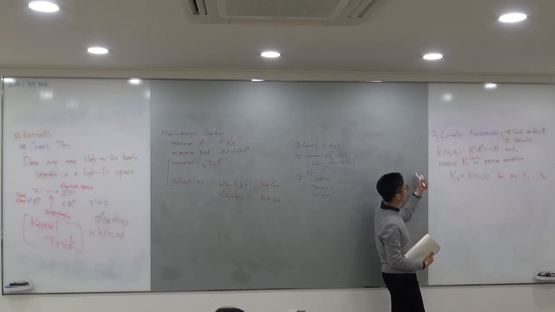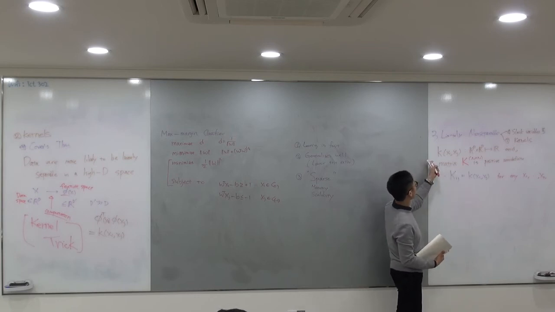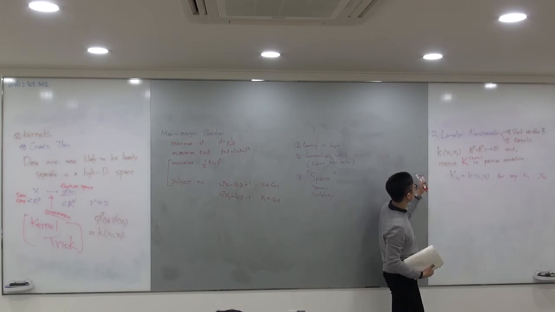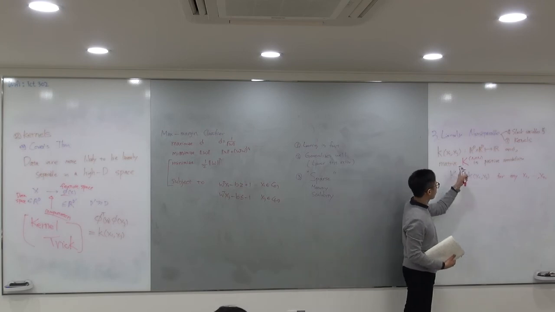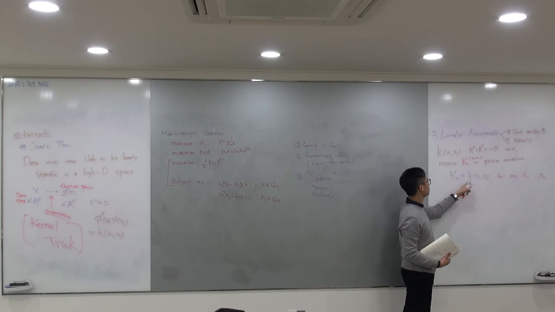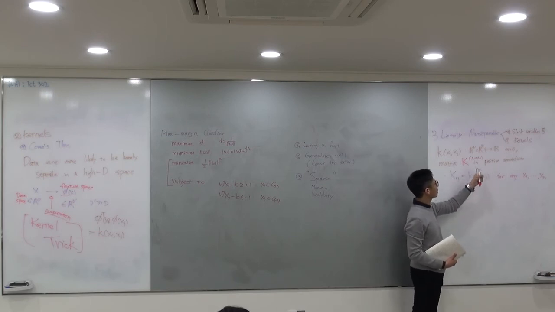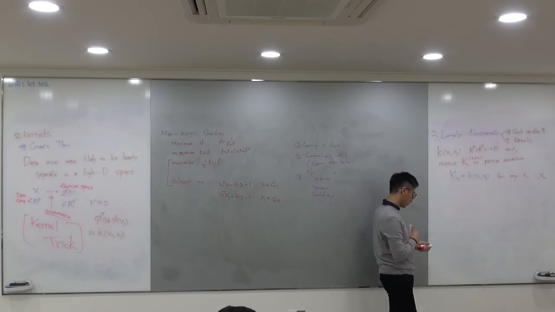So kernels, valid kernels: if a function is to be a kernel, then it should satisfy this condition, which is that a matrix large K, which consists of kernel values as components, should always be positive semi-definite.